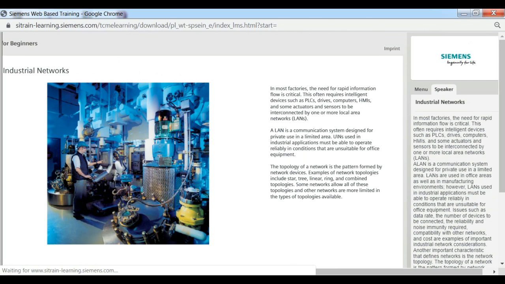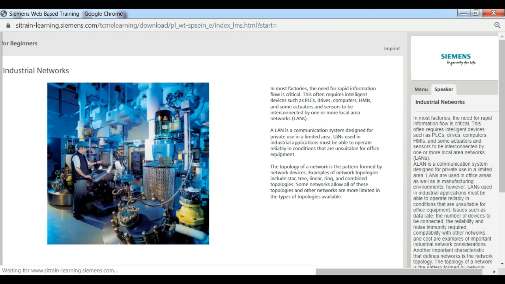In most factories, the need for rapid information flow is critical. This often requires intelligent devices such as PLCs, drives, computers, HMIs, and some actuators and sensors to be interconnected by one or more local area networks, LANs. A LAN is a communication system designed for private use in a limited area. LANs are used in office areas as well as in manufacturing environments.